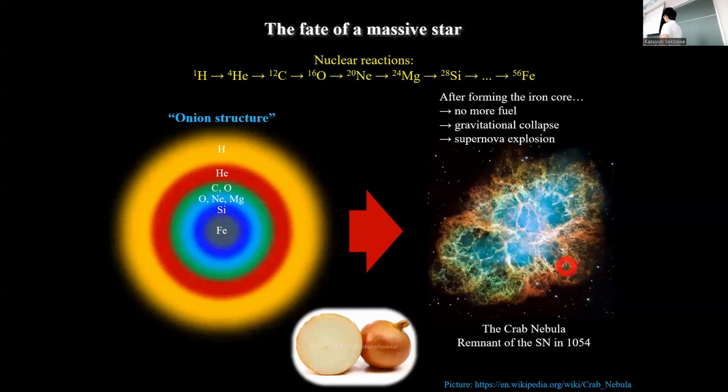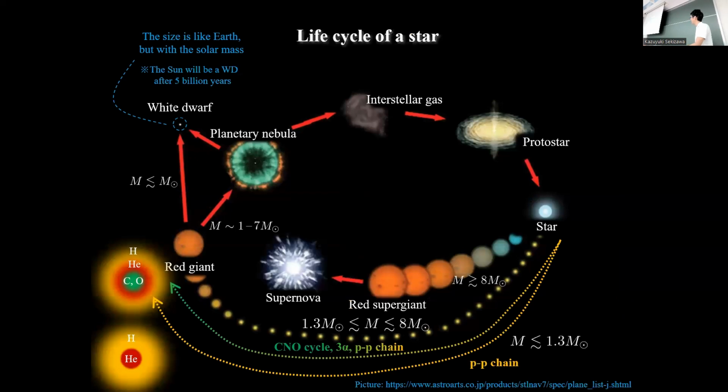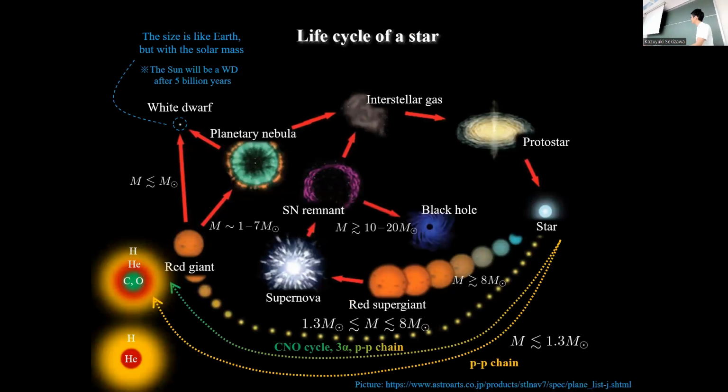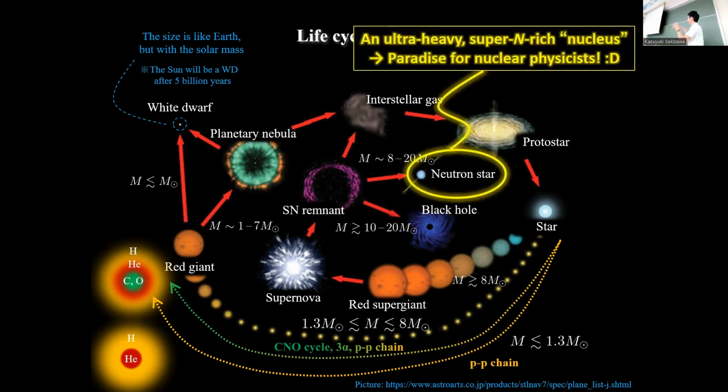Okay. So after the supernova explosion, we have formation of a black hole in the case of a very massive star. But if the mass is not so heavy as to form a black hole, we will have a formation of a neutron star. And this neutron star is, from our nuclear physics point of view, an ultra heavy, super neutron-rich nucleus. And we enjoy studying this object.